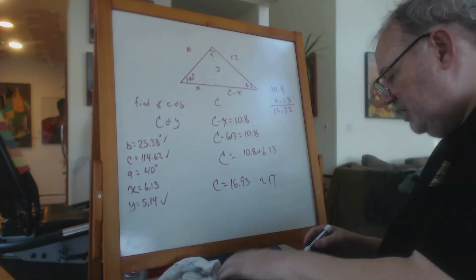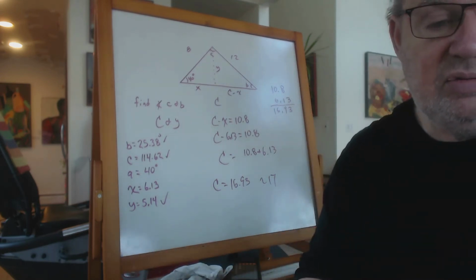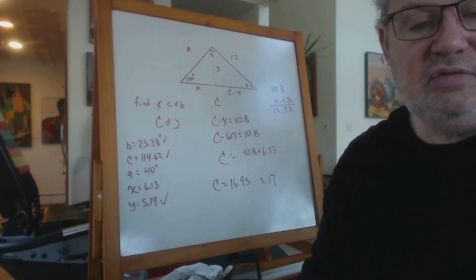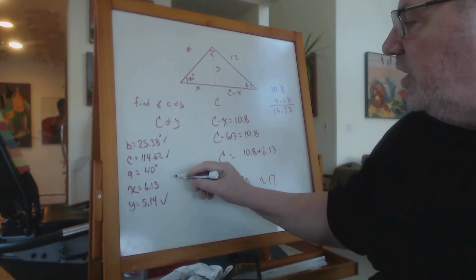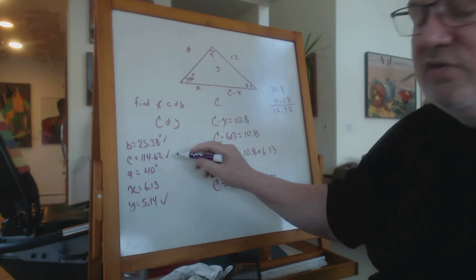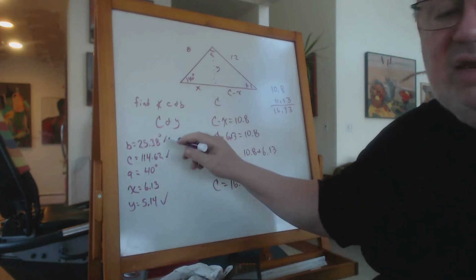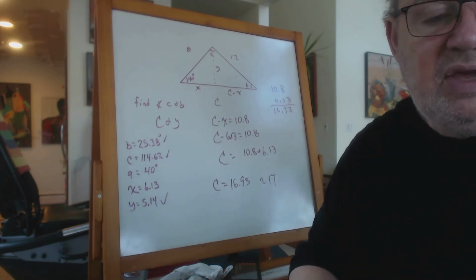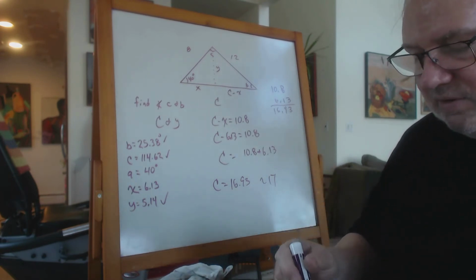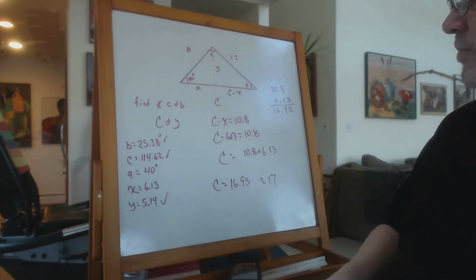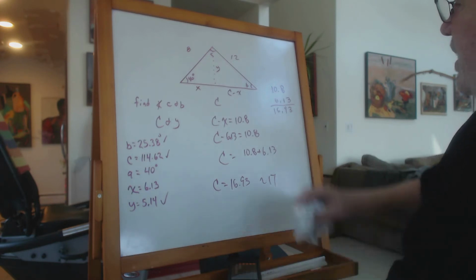So let's see, how did we do? Let's take a look at the solutions that we got here. Yes, we got y equals 5.14, that's correct. 114.63, 25.38. Okay, so we got all of the answers, 16.97. So we're off a little bit. It's a matter of rounding off. Where did you round off? So we solved that problem.